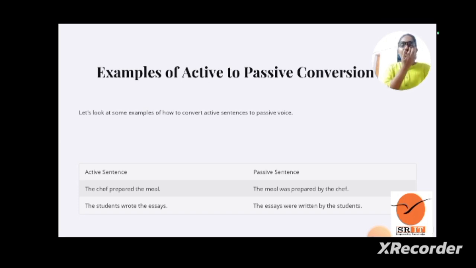So in conclusion, I would like to say that the structure of active voice is subject, verb, and object, and in passive voice it's object, helping verb, verb third form, which is usually denoted by V3, and by, and the subject.